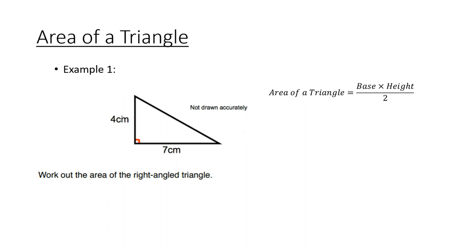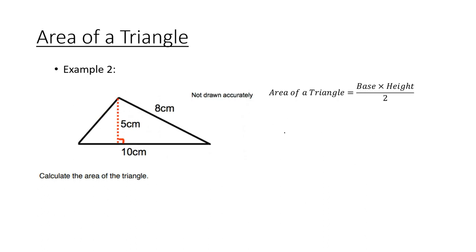A further example will help with this a little bit. So our base is 7. Our height is 4, so 4 times 7, or 7 times 4, divided by 2. So 7 times 4 gives us an answer of 28, divided by 2. So the area of this triangle is a total of 14 centimeters squared.